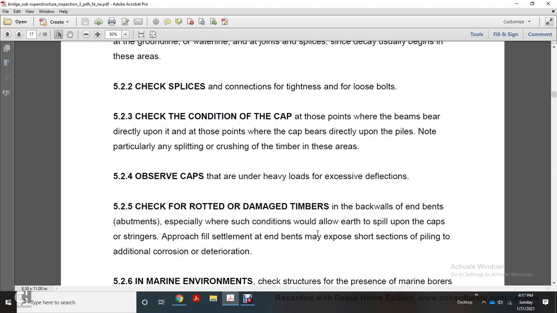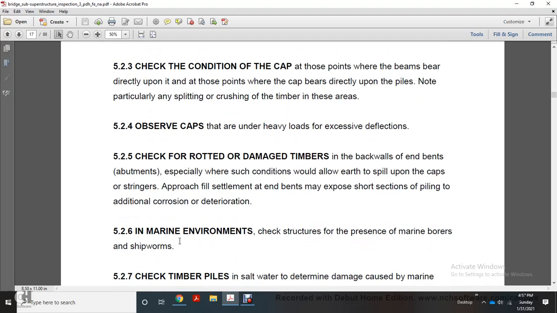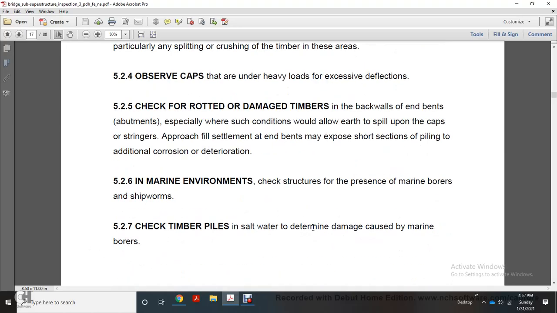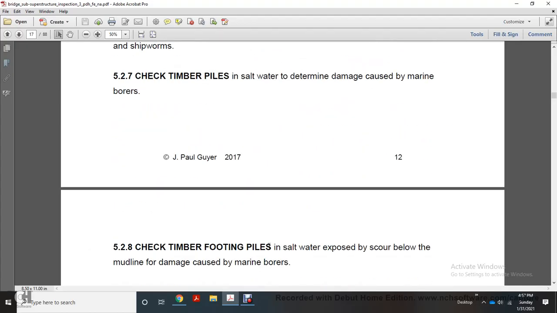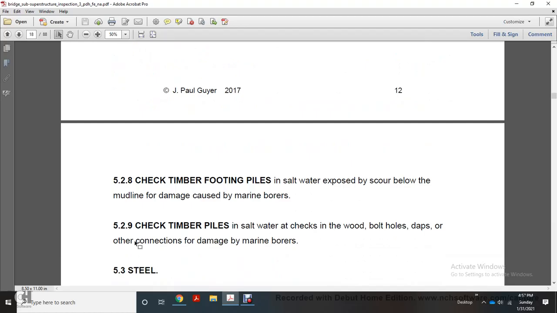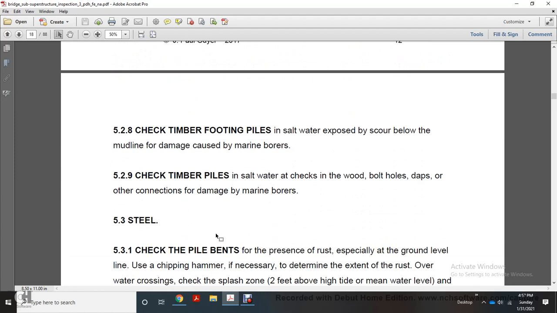Approach settlement of the end bents may expose a short section of the piling to additional corrosion and deterioration. In marine environments, check the structure for the presence of marine borers and shipworms. Check timber piles in salt water to determine the damage caused by marine borers. Check timber footing piles exposed to salt water, scoured below the mud line, for damage caused by marine borers. Check wood bolt holes, clamps, and other connections for marine borer damage.